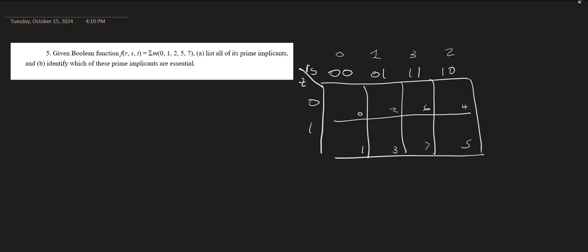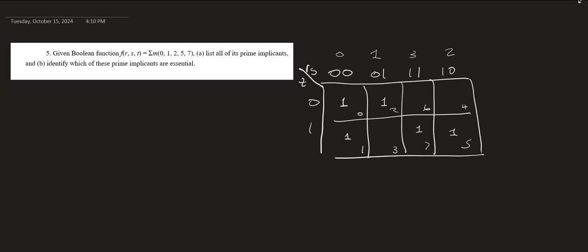And then, having this as the sum of min terms, it means I'd have a 1 here and a 1 here. Everywhere where I've got a min term, that would be a 1. And 5 and 7.